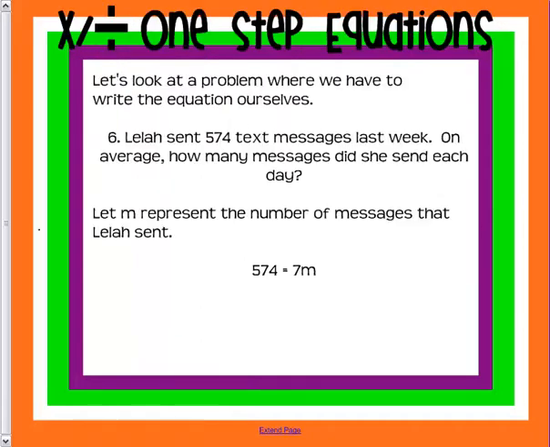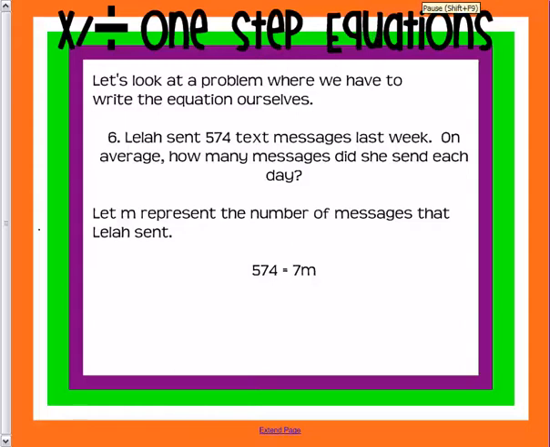All right, so what if we have a problem like this? Leah sent 574 text messages last week. On average, how many messages did she send each day? Let M represent the number of messages that Leah sent. So we have this situation here. She sent 574, and she sends 7 messages.